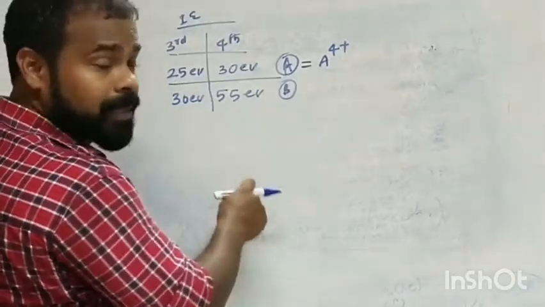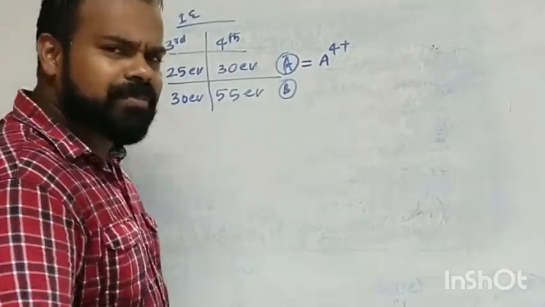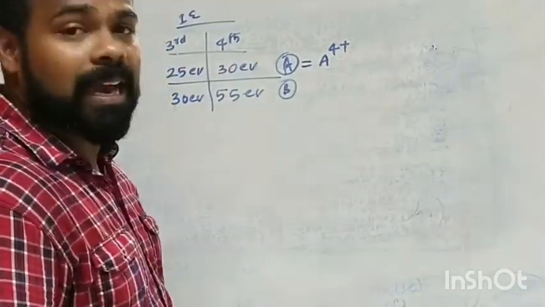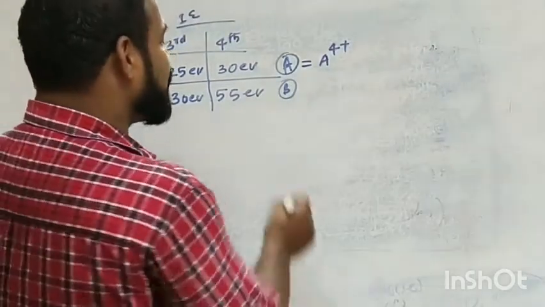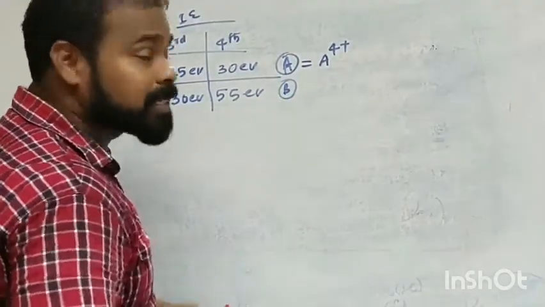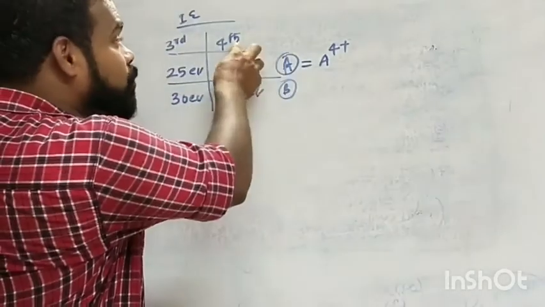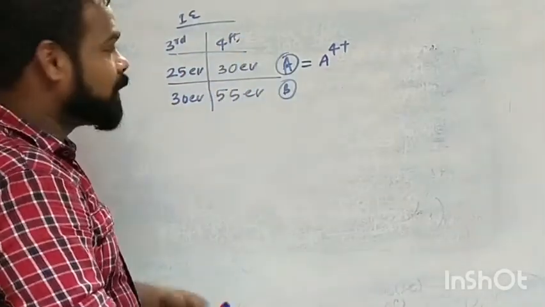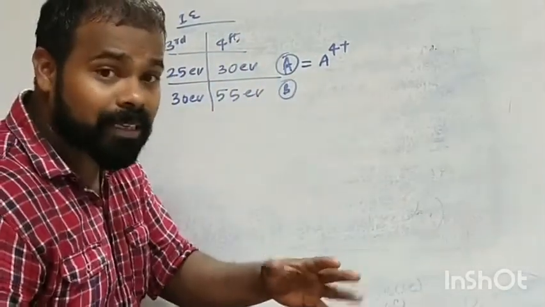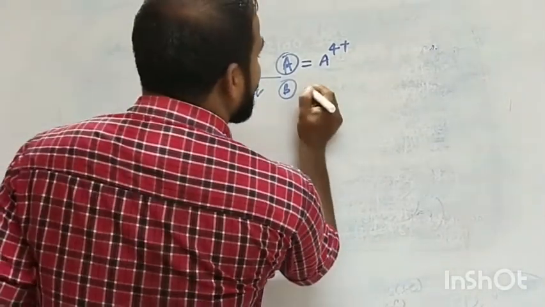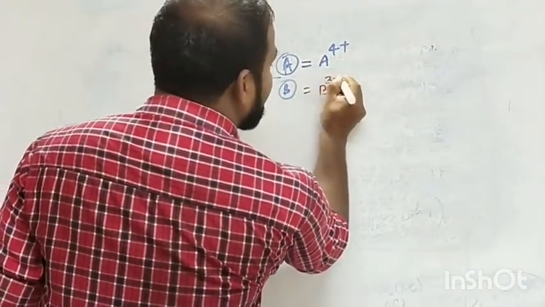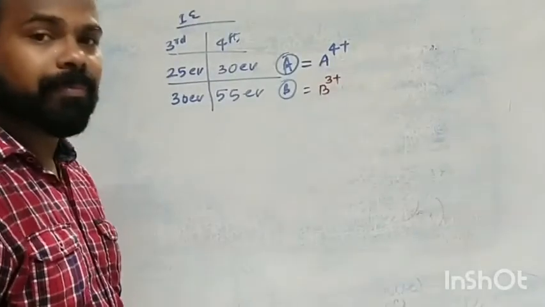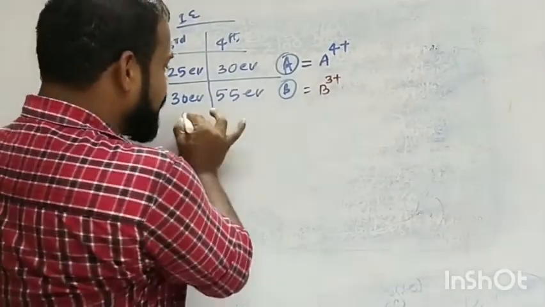Look here, B: 30 and 55, what is the difference? 25 eV, more than 15. Therefore, we take the smaller one, meaning of the third and fourth ionization enthalpies I chose, which is smaller? The third is the smaller one. Therefore B converts to B 3 plus, which is stable. Clear, all of you? Okay, keep it in your mind.